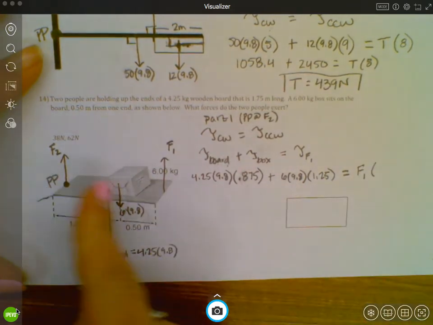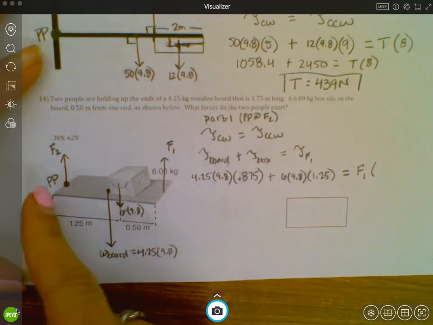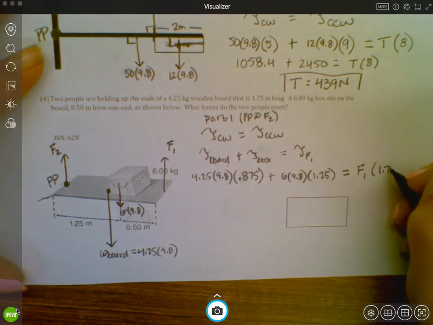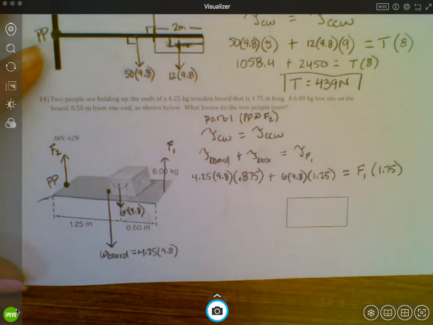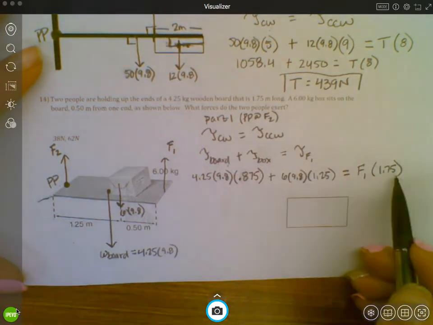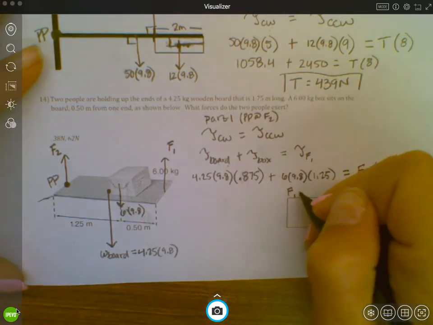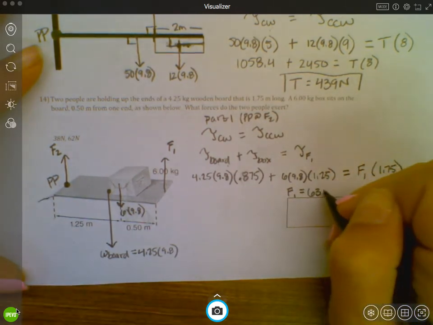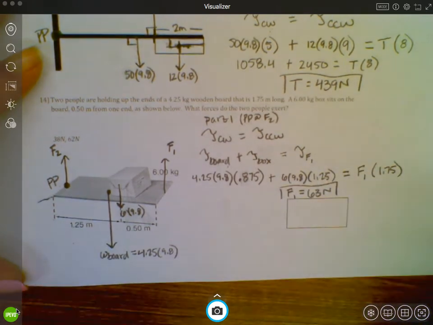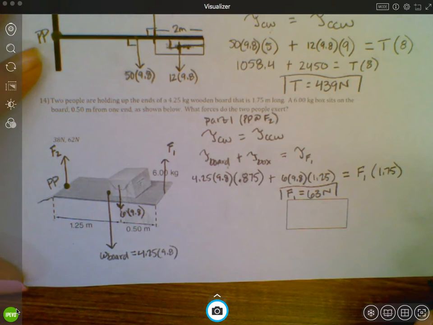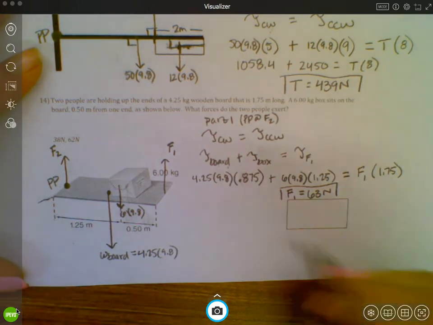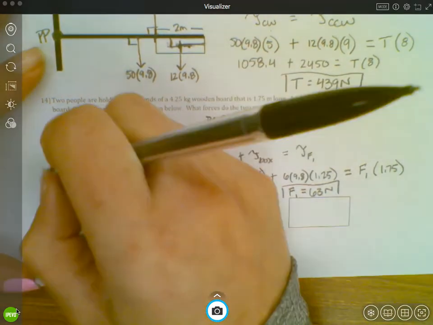So force 1 is the force. R is the whole length of the board. From that force to the pivot point is the whole length, so that's 1.75. Okay? And if you solve this for F1, you get 63 newtons. Okay? That's force 1. Now, in order to solve for force 2, we're going to change the pivot point.